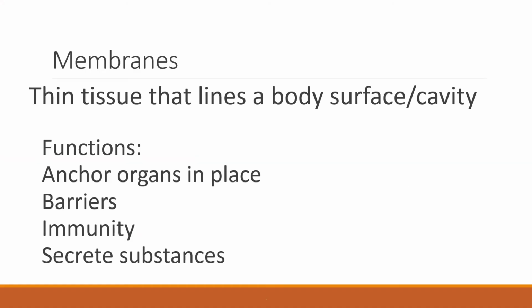Membranes are thin sheets of one or more tissues that line a body surface or a body cavity. Most consist of a superficial epithelial layer resting on a connective tissue layer, and sometimes there's smooth muscle just under the connective tissue layer. Membranes have a lot of functions. They help hold your body organs in place. They form barriers, dividing the body up into compartments. They also play a role in immunity, and they secrete substances.